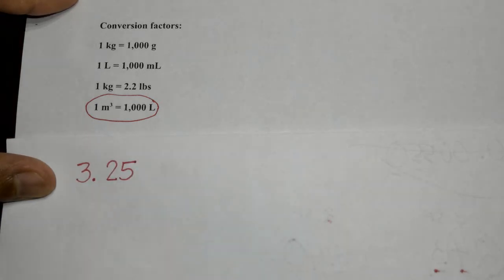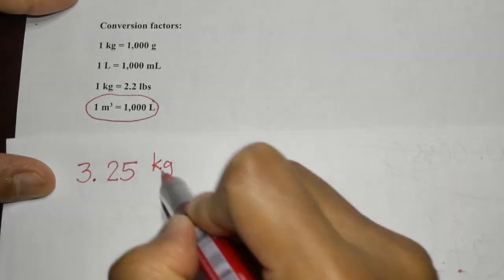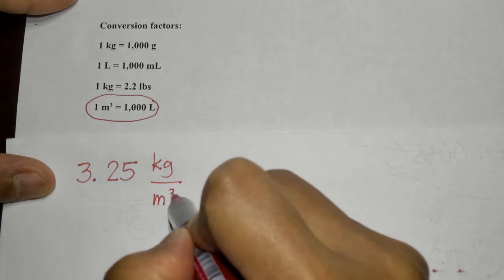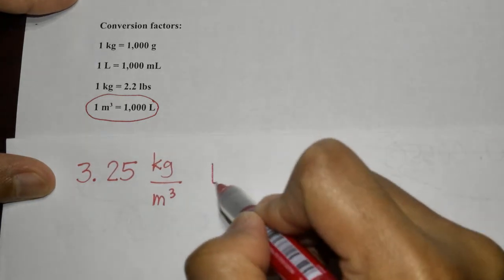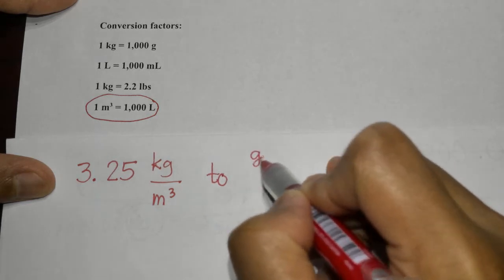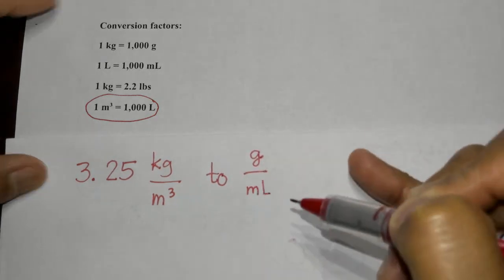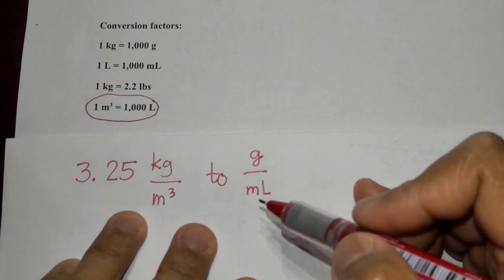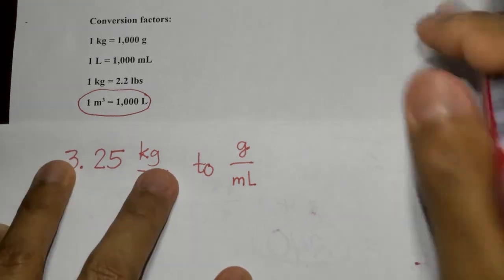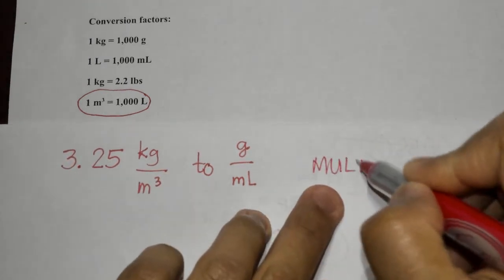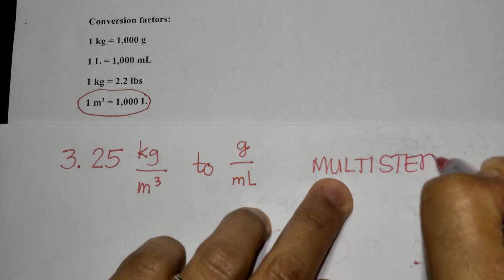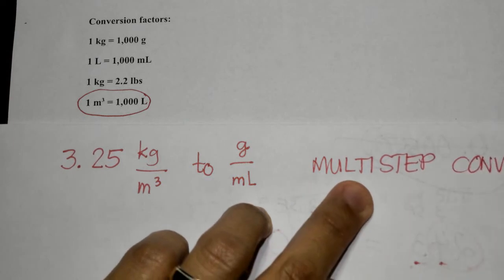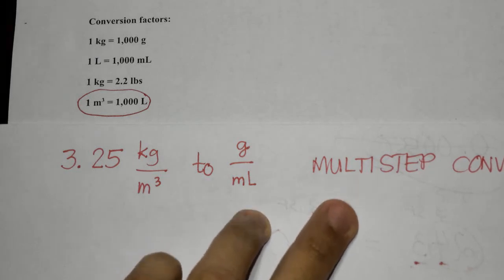So number 3, it's 3.25 kilograms per m cubed, so 2 units there, and you have to transform it to grams per ml. This particular conversion wherein you have more than 1 unit involved is what we call a multi-step conversion. Multi because you have more than one conversion to do. But the solution is just one. But it's kind of long.